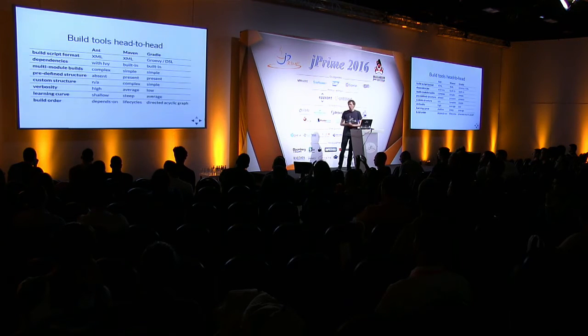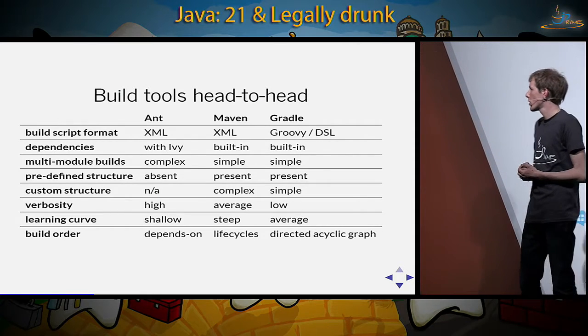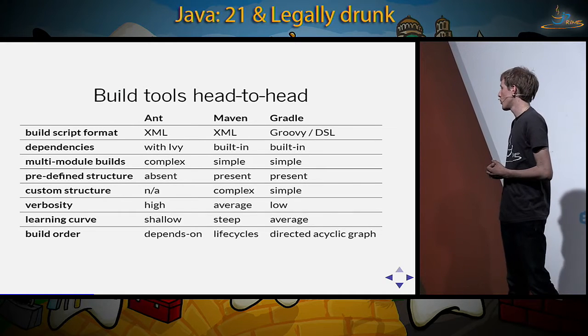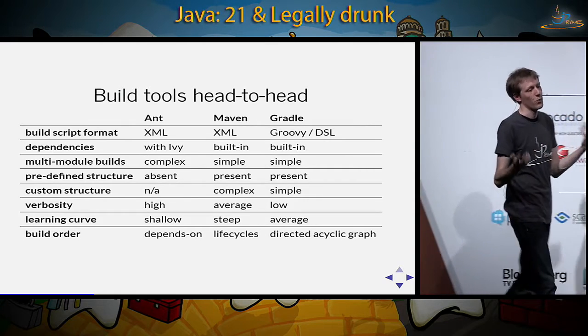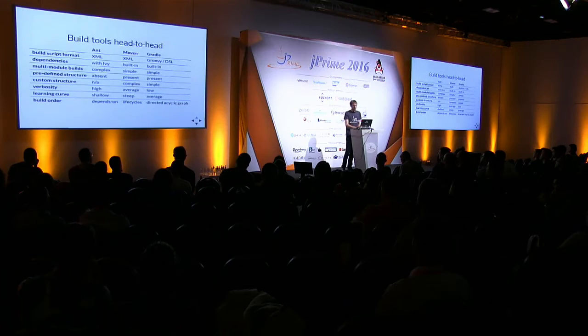Build order. All three tools define a build order in some way. In Ant, this is done by using depends-on relations, so a particular target can depend on another target. With Maven, this is controlled by lifecycles. I've talked about that. And with Gradle, it's kind of like depends-on, but they call it a directed acyclic graph, which means it depends on, and we make sure there are no cycles, so that it won't run forever. I will explain this graph thing in a moment a bit more.